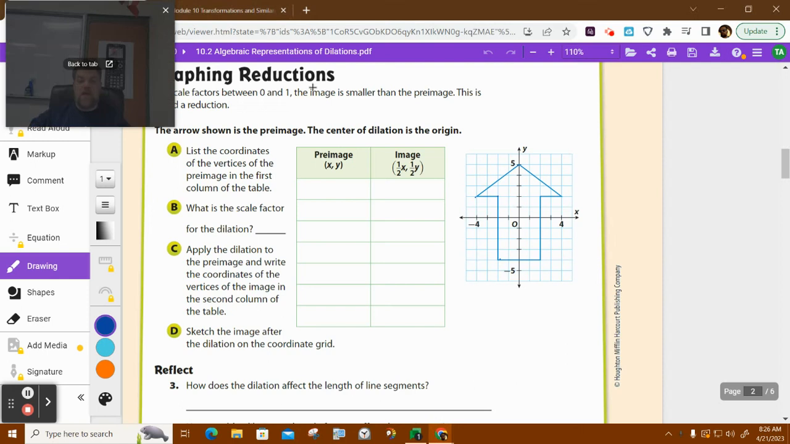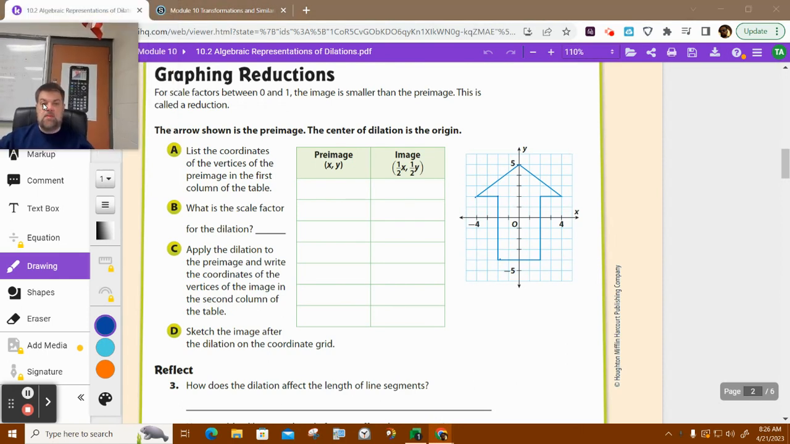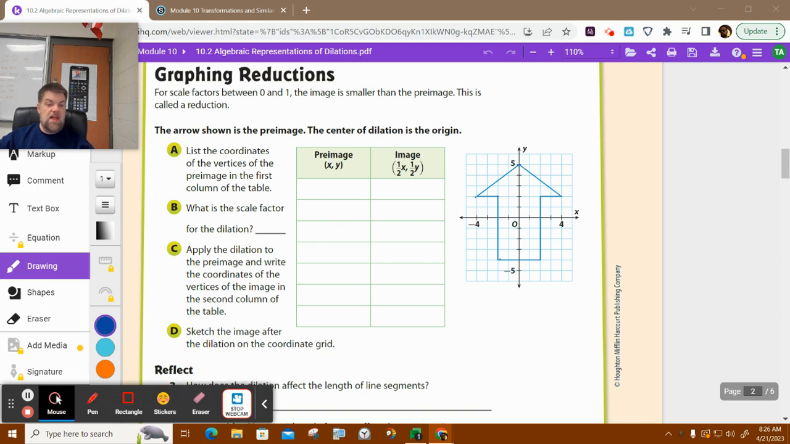Right. So now for this one, it says, for scale factors between 0 and 1, the image is smaller than the pre-image. So the final image is going to be smaller than the pre-image. And so that means it will shrink. Okay? That means it will shrink.